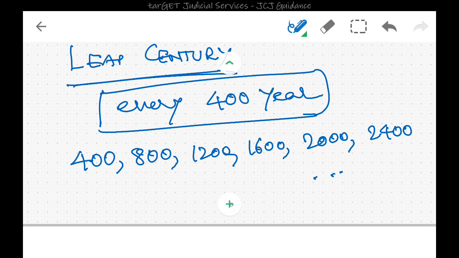So what is the importance of the leap year and leap centuries for us in solving the calendar problems with regard to the mental ability questions? Whenever the leap year or leap century comes, the 1st January of the next year will be Monday.